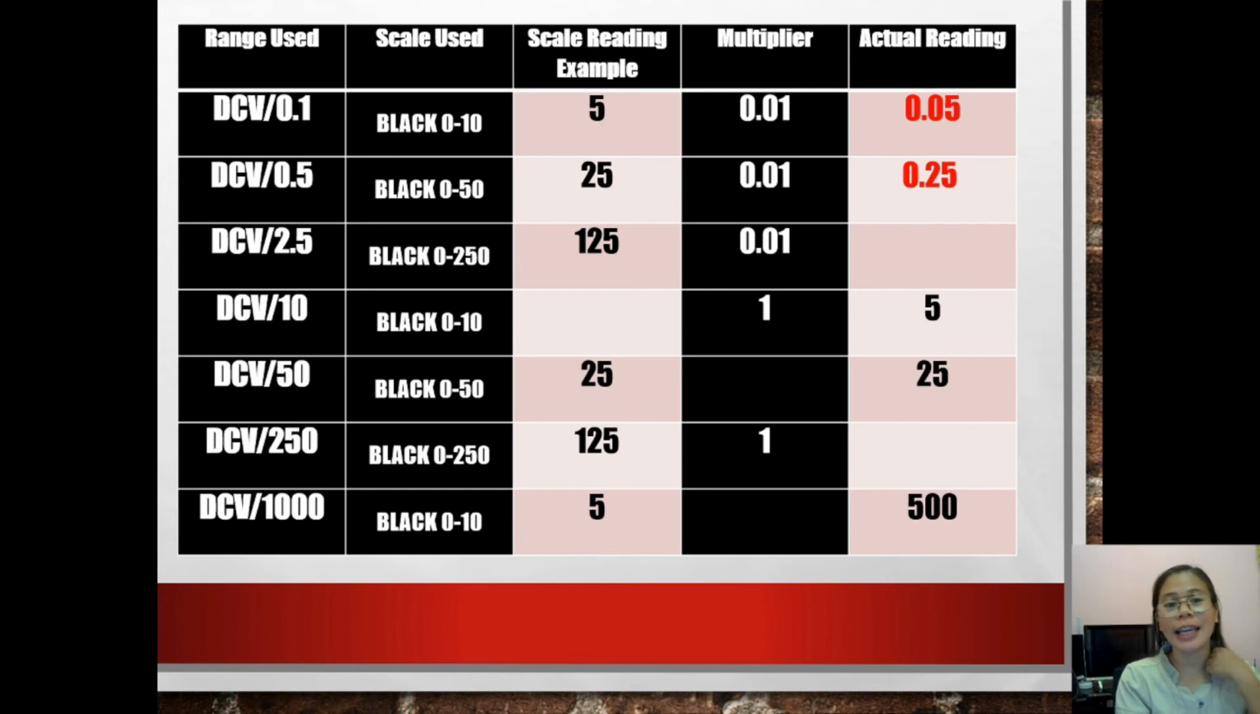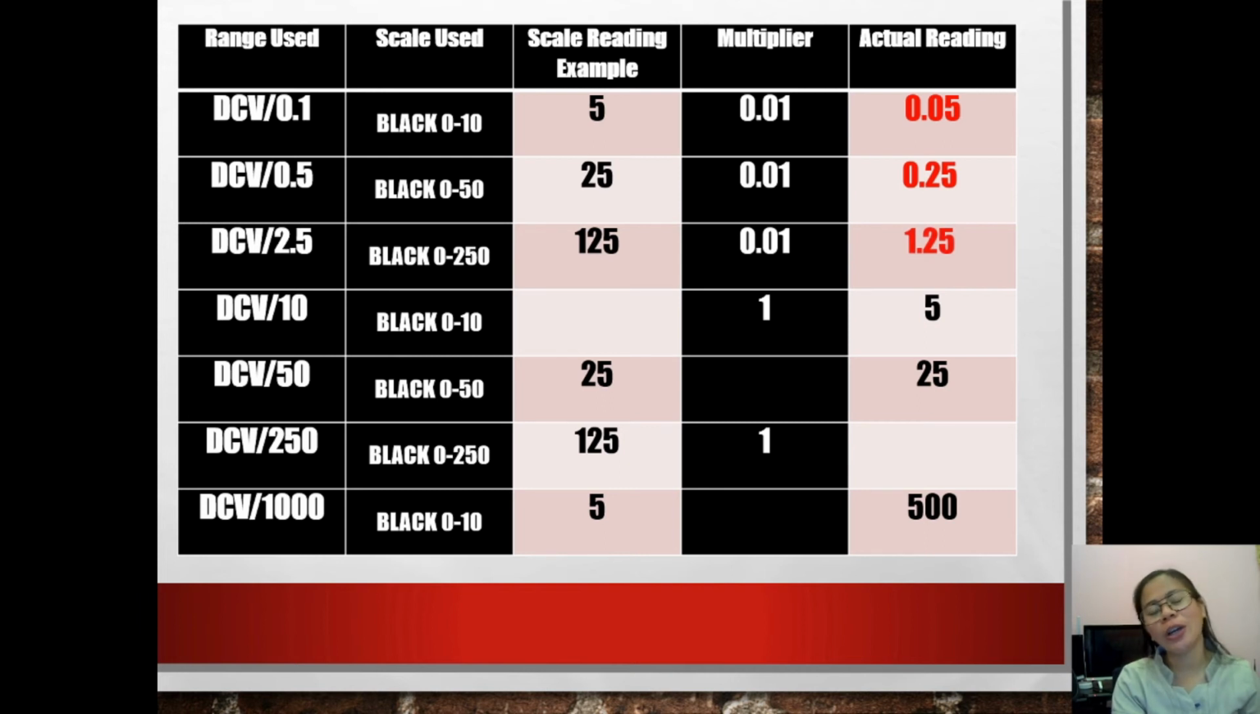So the scale is 0 to 250. What will be the final actual reading? 125 times 0.01 is very good. It is 1.25. Next range is 10.